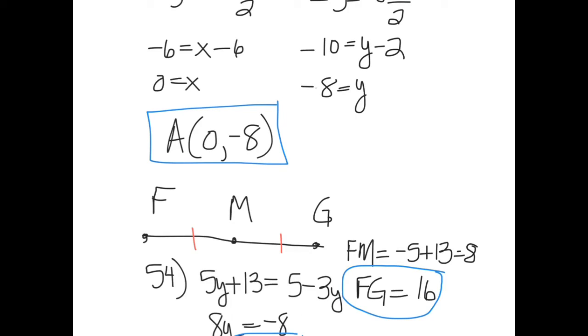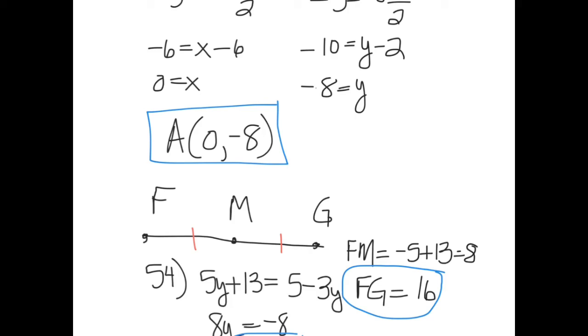Number 50, B is the midpoint, and we know that the other point is -3, -5. We're trying to find the missing coordinate for A. So B, the midpoint, -3 equals the x-coordinate minus 6 divided by 2, and -5, the y-coordinate, equals y minus 2 over 2. When I solve them, I find out that x equals 0 and y equals -8. So the missing point, A, is the ordered pair 0, -8.